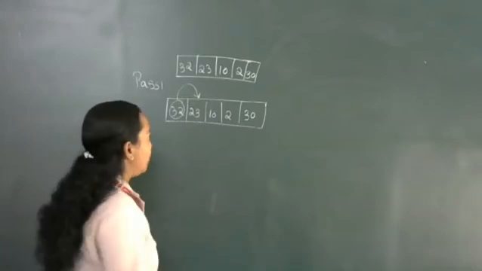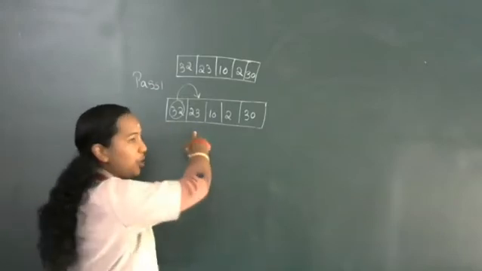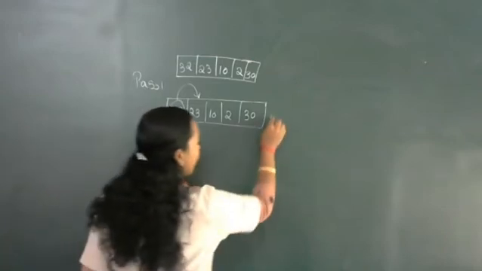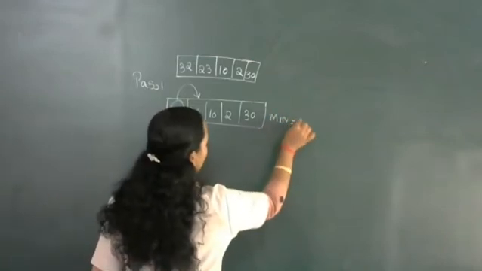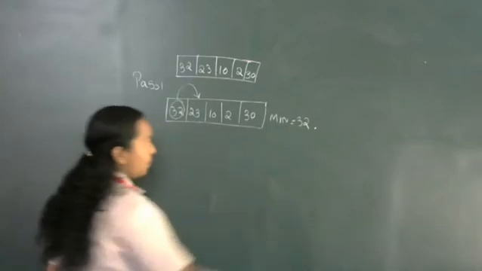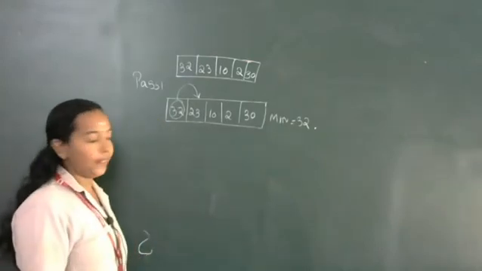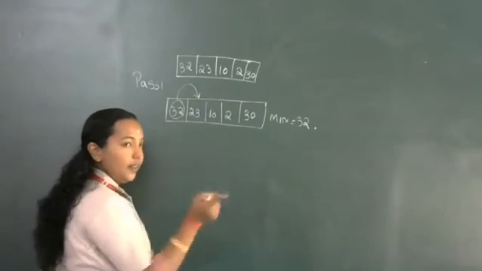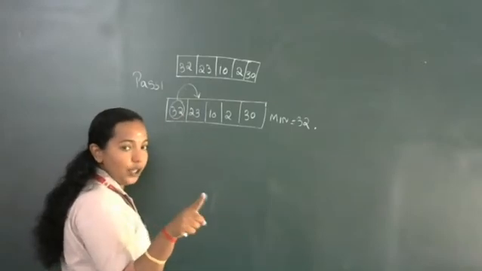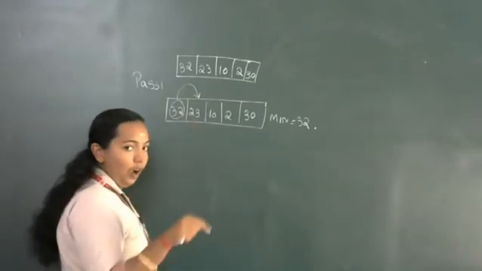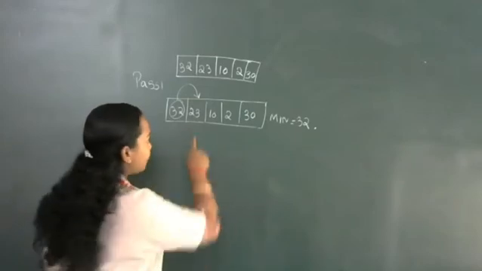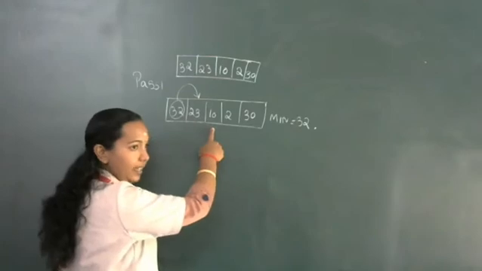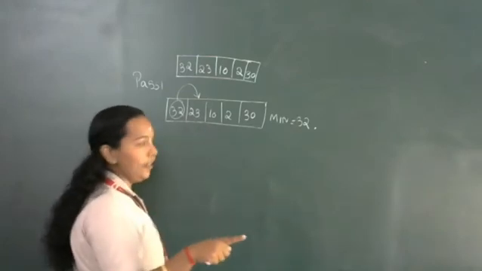In this array, first we take 32 as the minimal value. So first I am assigning min is equal to 32. Then 32 is compared with 23. 23 is smaller than 32, so now 23 is the minimum. Then 23 is compared again with 10. 10 is again smaller than 23.